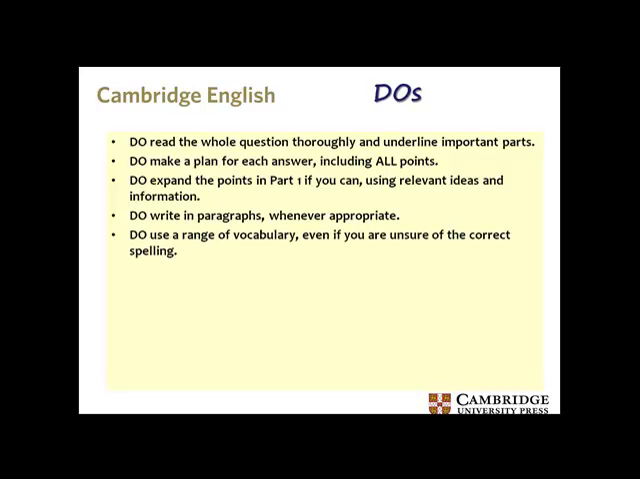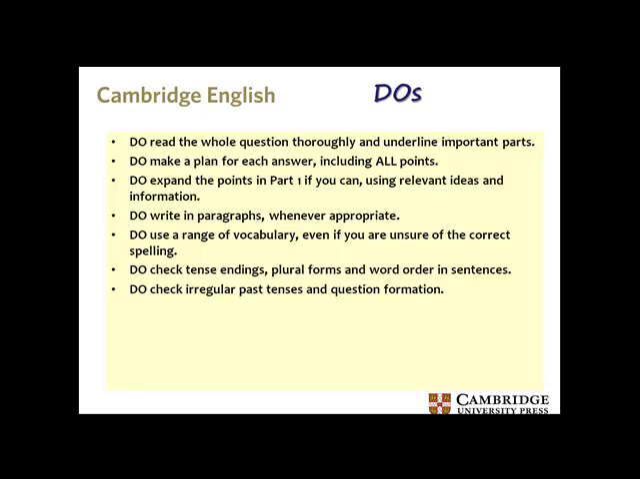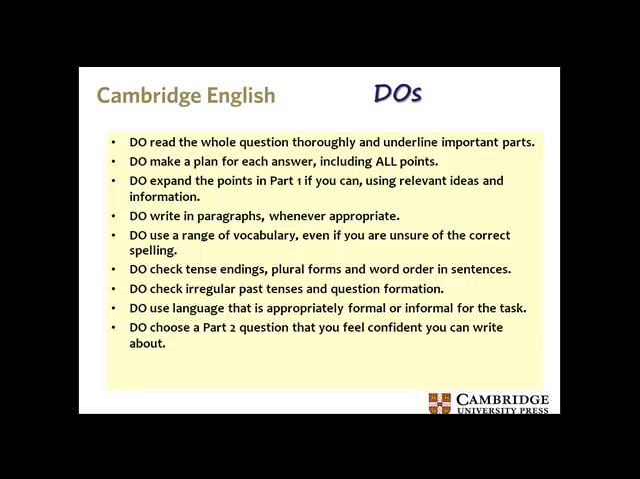Use a range of vocabulary even if you're unsure of the correct spelling. Check tense endings, plural forms, and word order in sentences. Check irregular past tenses and question formation. Use language that is appropriately formal or informal for the task. Choose a part 2 question that you feel confident you can write about. Write clearly so that the examiner can read your answer.